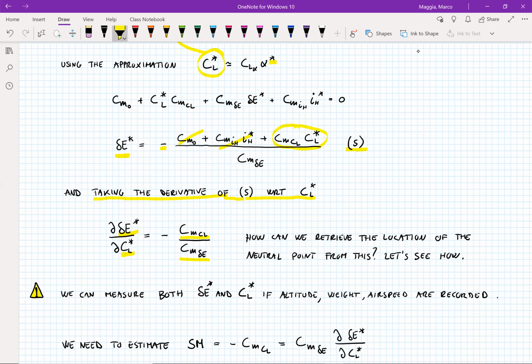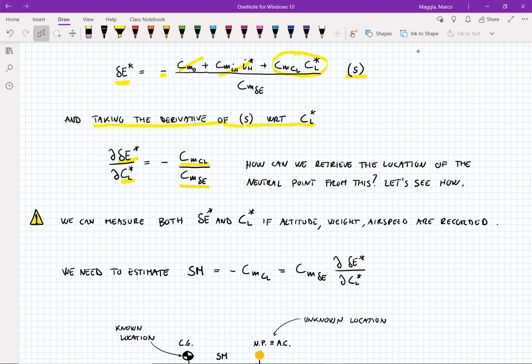All right, well, still, how can we find a neutral point with all this? These are just equations. Well, sort of, because there's a good thing. We wrote down this expression because we can actually measure the value of the deflection of the elevator at trim condition, and we can retrieve, so not measure explicitly, but implicitly, the trim value of the lift coefficient, granted that we know the altitude, the weight, and the airspeed.